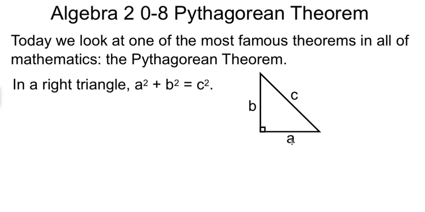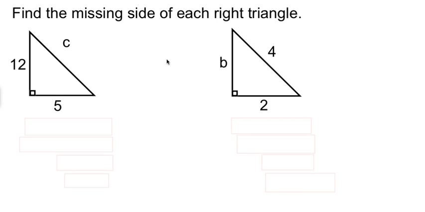A and B are called the legs, and they can be interchanged. A could be the vertical and B could be the horizontal. It doesn't matter. The whole triangle could be rotated for that matter. But a squared plus b squared equals c squared. So our job is to find the missing side of each triangle.